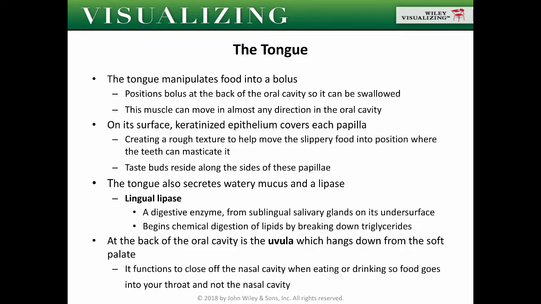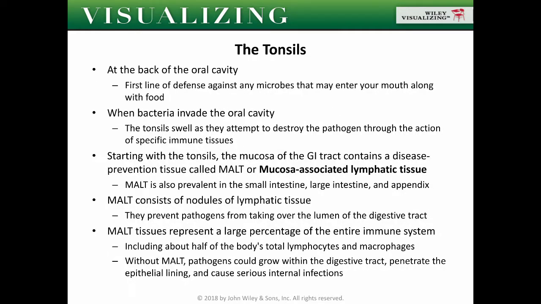At the back of the oral cavity is the uvula, which hangs down from the soft palate. It functions to close off the nasal cavity when eating or drinking, so food goes into your throat and not into the nasal cavity. The tonsils are also at the back of the oral cavity. They are the first line of defense against any microbe that may enter your mouth along with the food. When bacteria invade the oral cavity, the tonsils swell as they attempt to destroy the pathogen through the action of specific immune tissues. So we start with the tonsil, and the mucosa of the GI tract also contains a disease prevention tissue called MALT, or the mucosa-associated lymphatic tissues.